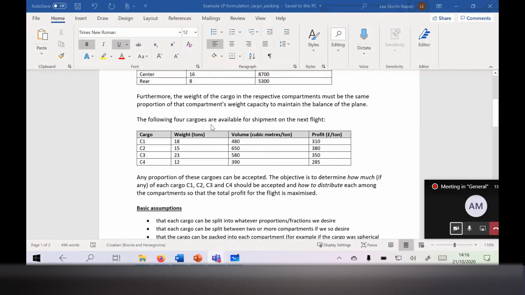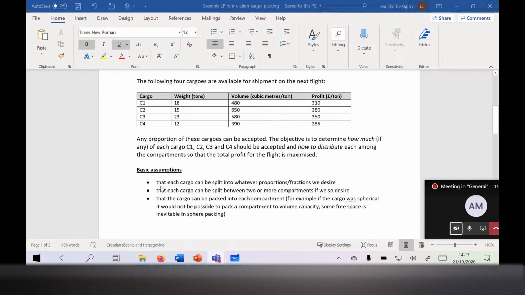Then we have 4 different types of cargoes available for shipment, C1 through C4. In this table here, we're given the weights in tons that are available, the volume in cubic meters per ton, and the profit in pounds per ton that we can make for each of these cargoes. We can accept any portion of these cargoes, so this is not an integer program. This is a linear program with continuous variables. The objective is to determine how much of each cargo should be accepted and how to distribute them in the compartments. So we need to know how much of each cargo to put in the front, in the center, and in the rear of the plane.